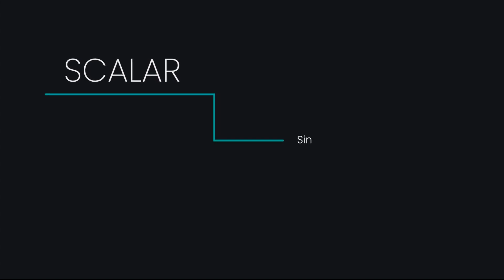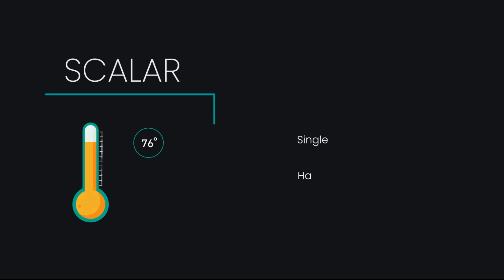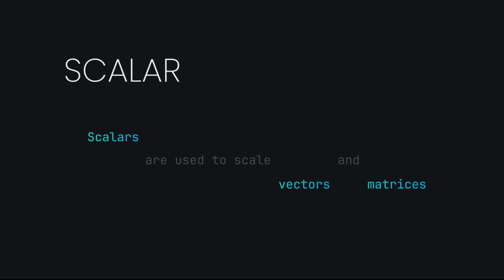Scalars are single numbers. They have magnitude but no direction. For example, the temperature of a room is a scalar. They can be positive or negative. Scalars in linear algebra are represented using Greek letters like lambda. Scalars are used to scale vectors and matrices. When you multiply a vector or a matrix by a scalar, each element in the vector or matrix is multiplied by that scalar.